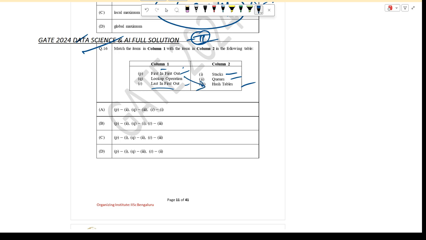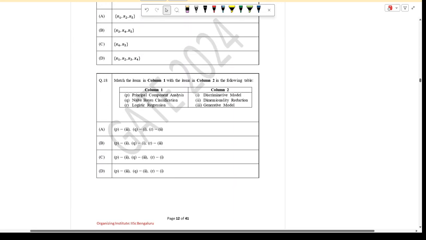And the last in first out is also corresponding to stacks, which is the last element to be added being fetched on the remove. Okay, and this is the queue. So this is the thing, this is the answer. So 16 done. उसके बाद 17 में बाद में आता हूँ.